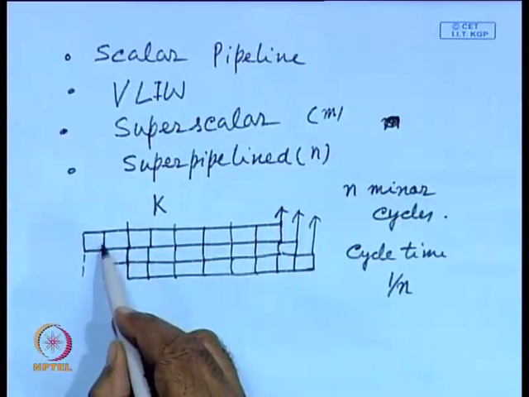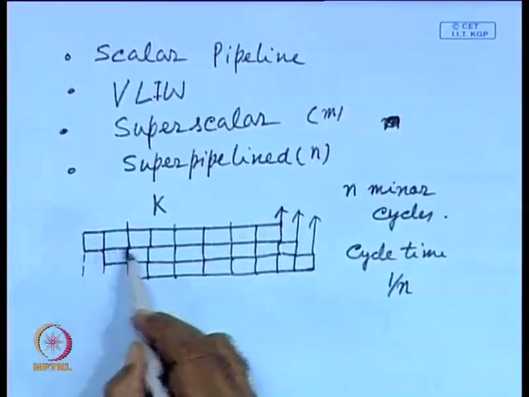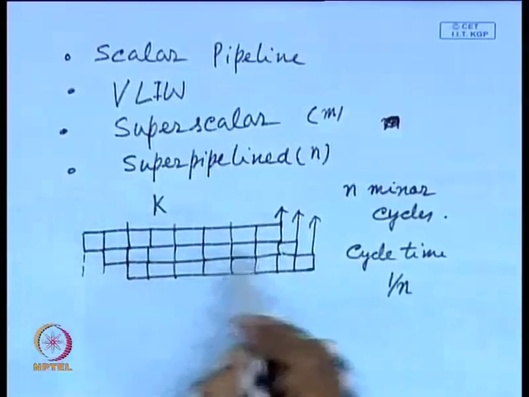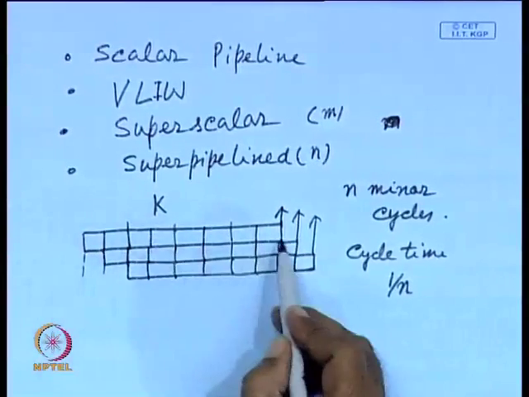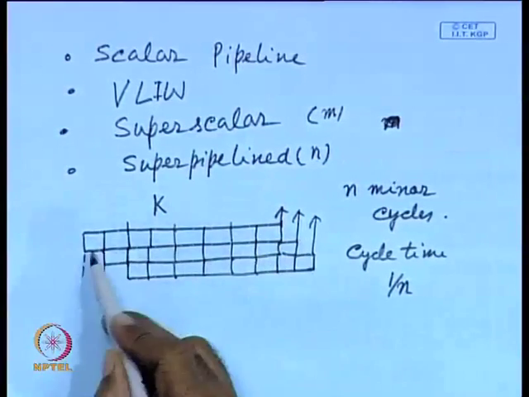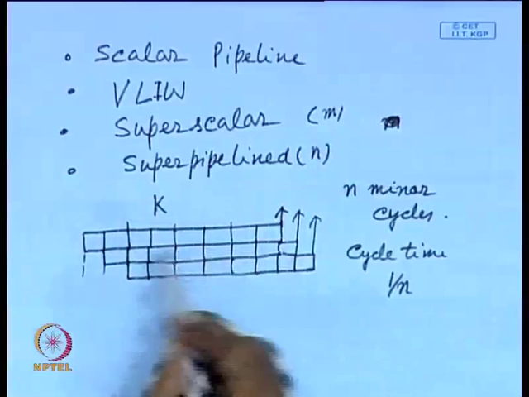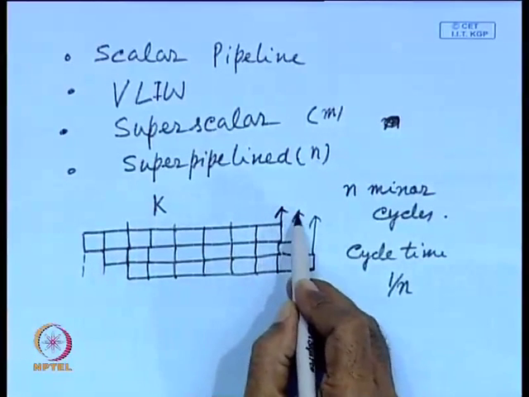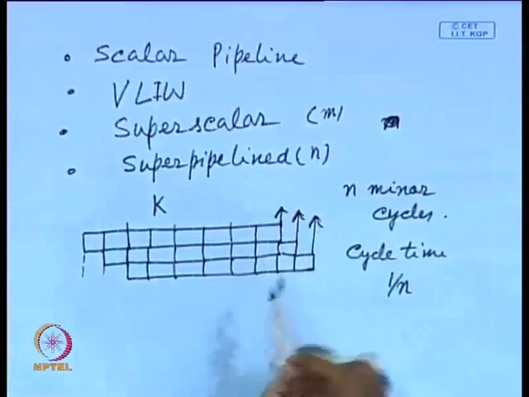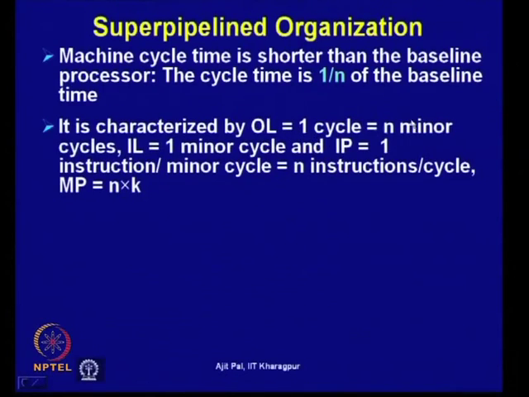The difference between the two is, in this particular case, you can see the clock frequency is increasing, cycle time is getting reduced, and the processor has to run with a faster clock. Although the throughput is the same, the clock frequency is increasing. So it is characterized by output latency of one cycle, that is n minor cycles, and IL is equal to 1 minor cycle, and IP is equal to 1 instruction per minor cycle, or we can say n instructions per cycle.